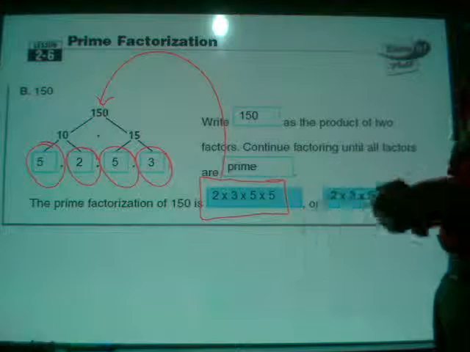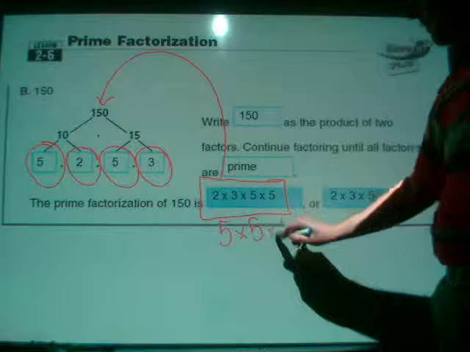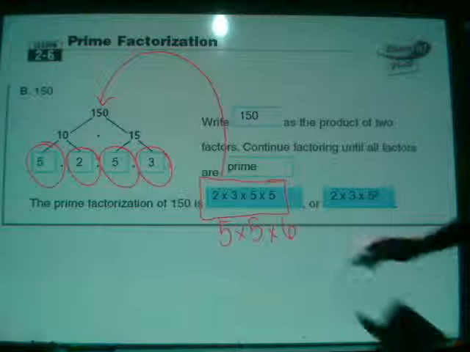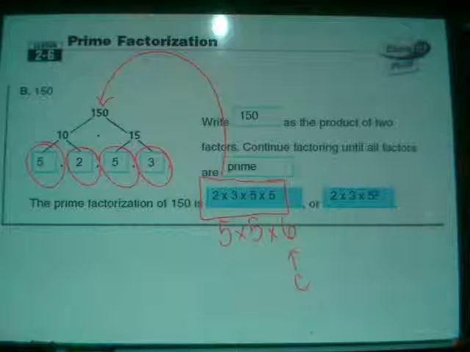For instance, if you would have written this answer as 5 times 5 times 6, yes, you will get 150. However, 6 is a composite number. And there's a reason it's called prime factorization, it has to be all prime numbers. And 6 is not a prime number, so that's not going to work.